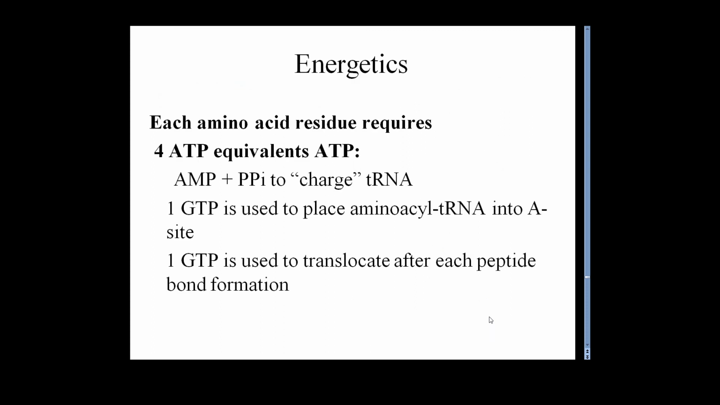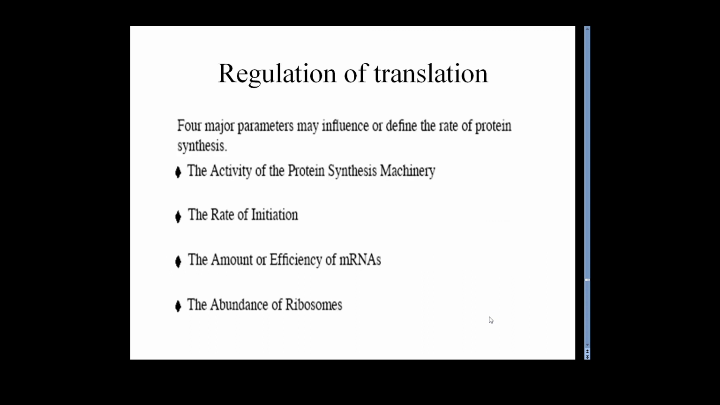And for synthesis of a polypeptide chain, for each amino acid in the chain, a minimum of 4 equivalents of ATP or GTP is necessary, plus 1 ATP for activation of the amino acid. Now regulation of translation is possible by the activity of enzymes which work for synthesis, by the frequency of initiation, the number of messenger RNAs necessary for synthesis of polypeptide chains, and the abundance of ribosomes.